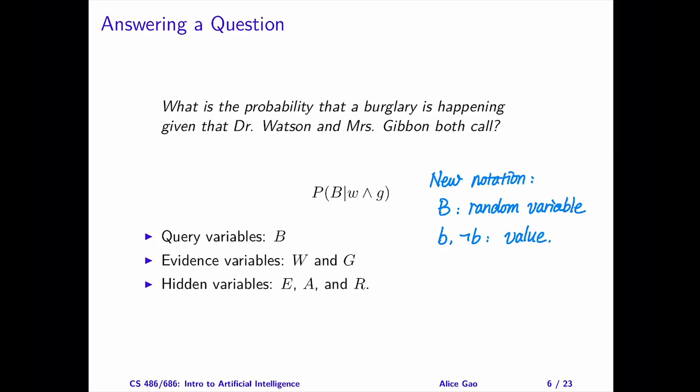Let's divide the variables into three categories. First, the query variables refer to the variables that we're interested in. They are the ones that appear before the bar in the probability. For our example, there's one query variable, B. Second, the evidence variables are the ones for which we observe their values. For this example, W and G are the evidence variables. Third, the remaining variables are called the hidden variables, since they do not appear in the probability expression. For our example, the hidden variables are E, A, and R.